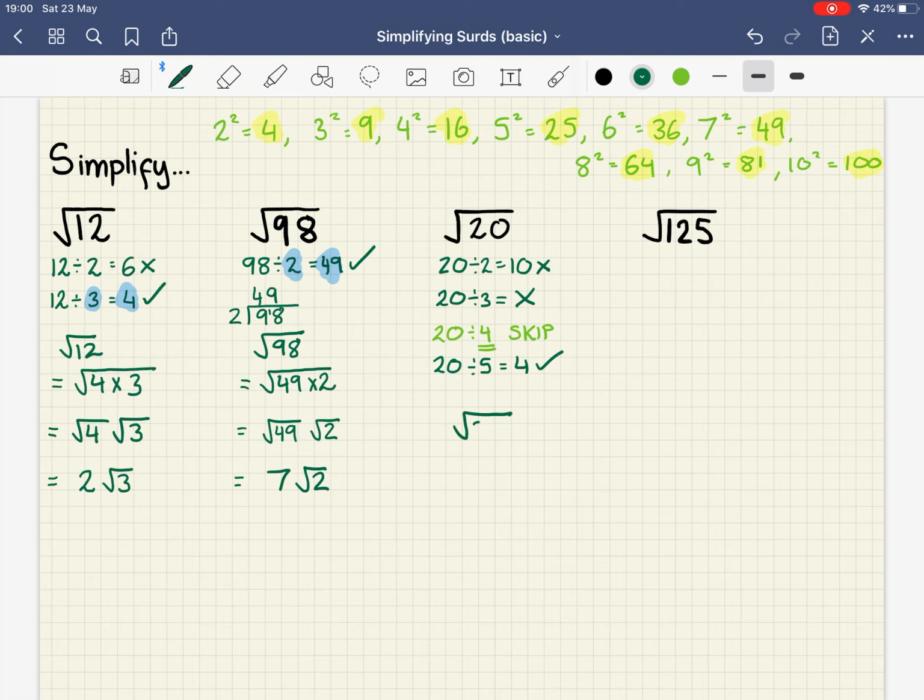So I've now got my root 20. Root 20 can be made by doing root 4 times 5. Break apart that surd to have root 4, root 5. And then the square root of 4 is 2. And that root 5 just stays the same.